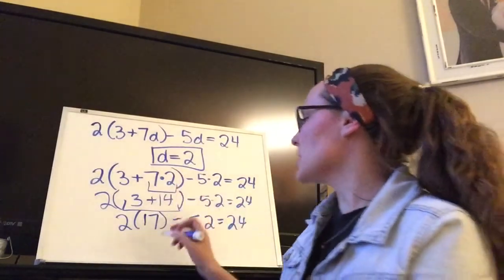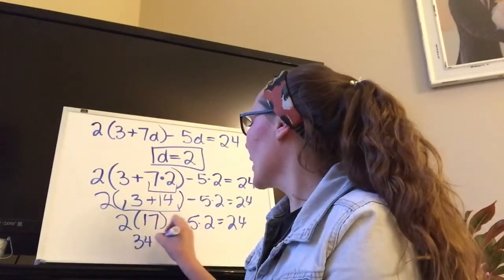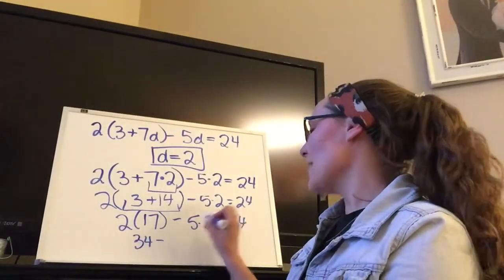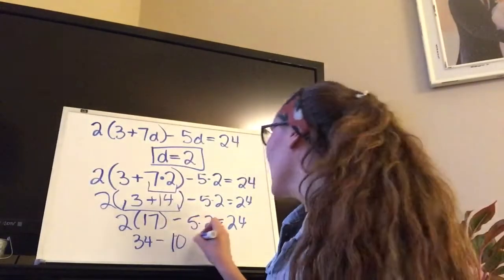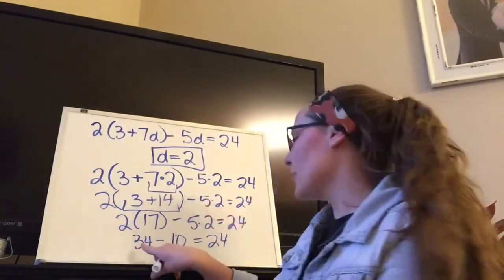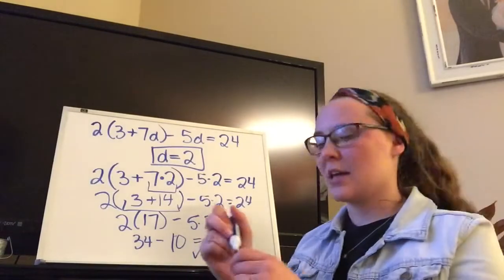2 times 17 is 34 minus 5 times 10. My goodness, words are hard. I promise that I know that 2 times 5 is 10, okay? It happens to the best of us. Who gave me a teaching license? 5 times 2 is 10 equals 24. 34 minus 10, yes, equals 24.